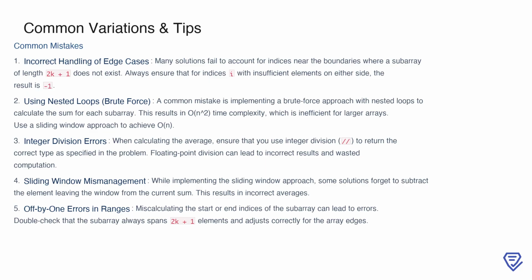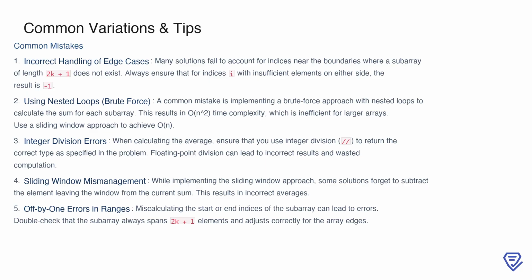Another mistake is relying on a brute force solution that uses nested loops to calculate the sum for every subarray. While this may work for small inputs, it results in an inefficient O(n²) time complexity for larger arrays. Instead, you should use a sliding window approach to achieve O(n) efficiency. Additionally, errors in integer division can occur since the result must be an integer. Ensure you use the floor division operator //.